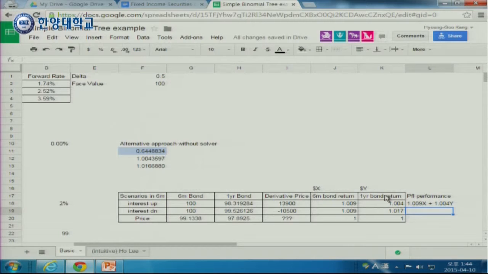Any questions until now? I invest X dollars over here, Y dollars over here. So my performance when interest rate is up is like this. Likewise, when interest rate goes down, my performance is simply this one, right?